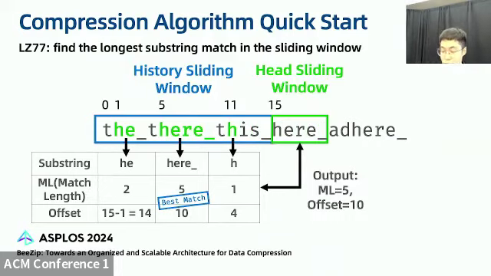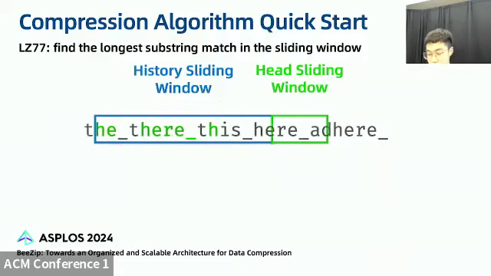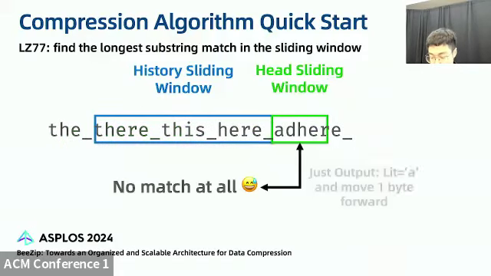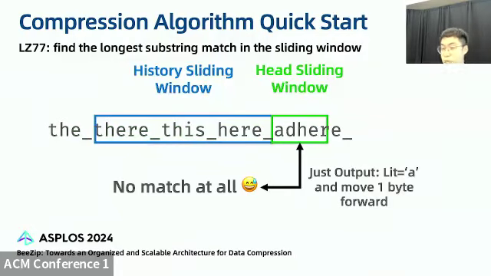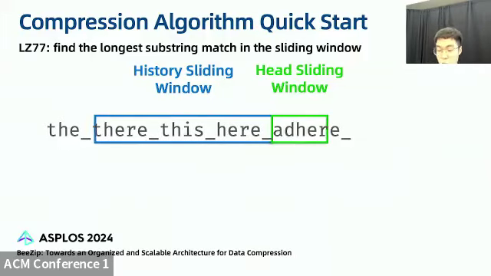We can just take down the offset and the length of the match, and the redundancy in the data is eliminated. Of course, we are not always so lucky, and oops, sometimes we won't find a match at all. In this case, the solution for LZ77 is to output a literal byte, which is the A in this case, and then move forward 1 byte.